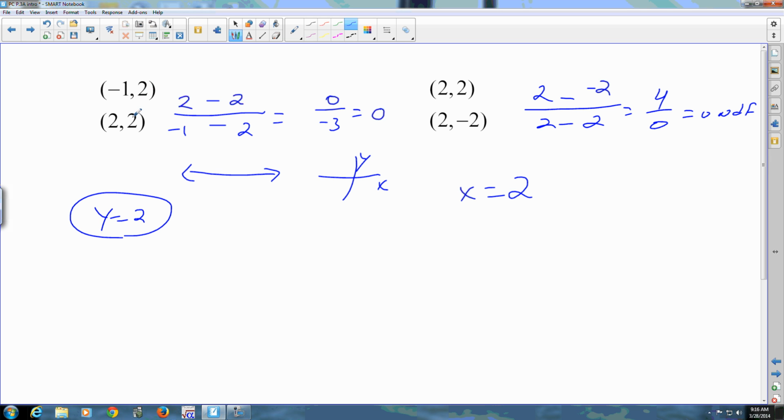Now, if you guys get in the habit of noticing this pattern, when your y's are the same, it's got to be a horizontal line. You can just write y is equal to whatever that y value is. Same thing on this. If you recognize the x's are the same, you know it's got to be a vertical line, so you can just write x is equal to 2.